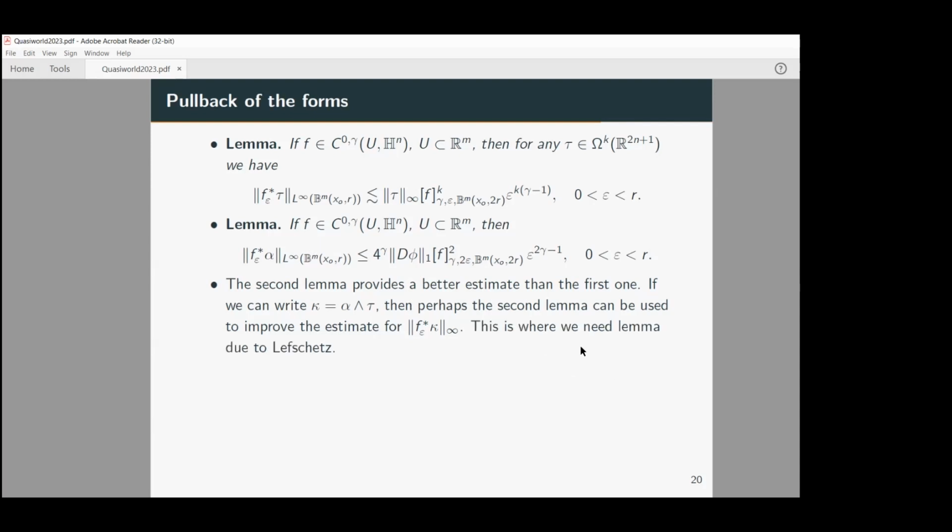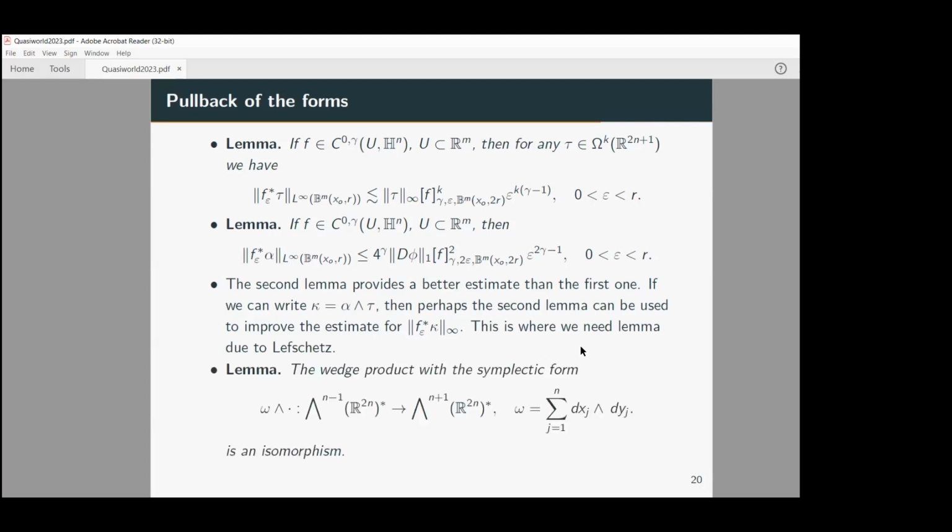Okay. And this is where we need the Lefschetz lemma. The Lefschetz lemma says that the exterior product with the symplectic form is an isomorphism from (n-1)-forms onto (n+1)-forms. So every (n+1)-form can be written uniquely as a wedge product of omega, the symplectic form, and an (n-1)-form. That's a beautiful lemma, but this is just linear algebra. If you try to do it by hand, you will immediately get lost in computations. There is a beautiful and quite unknown proof due to Calabi, which is published in one book by Robert Bryant.